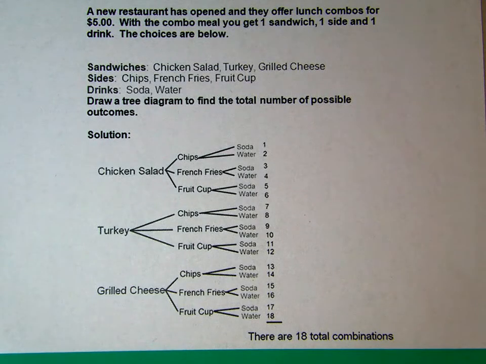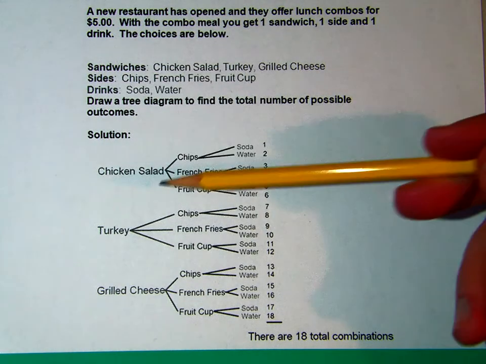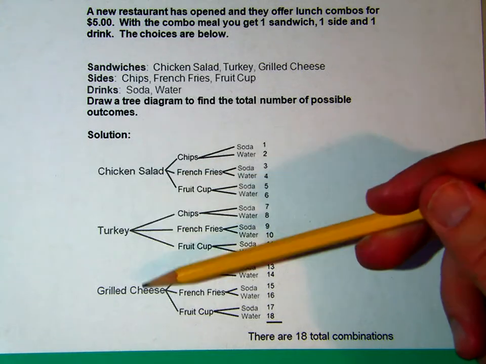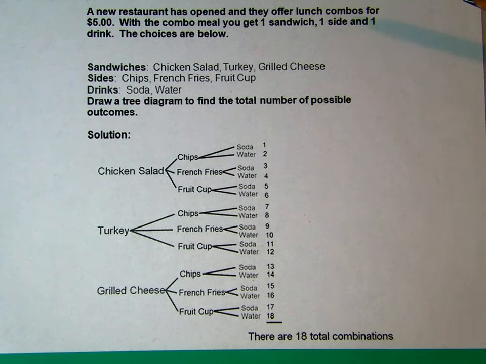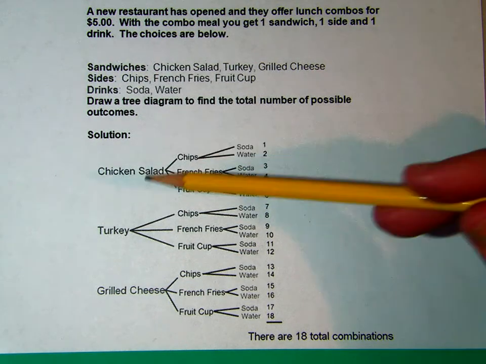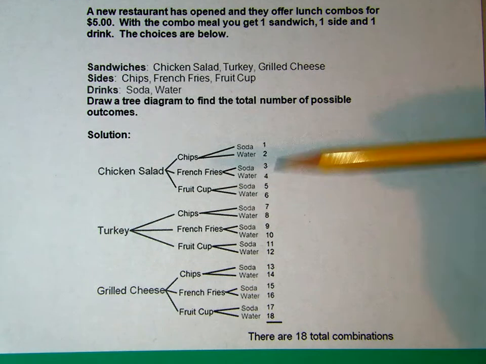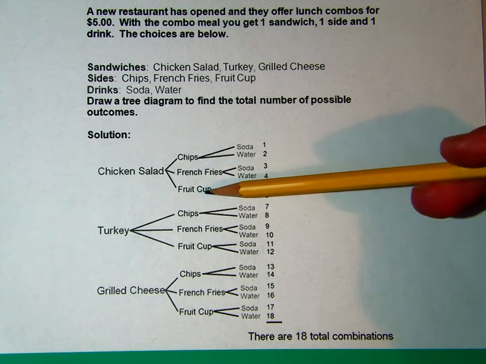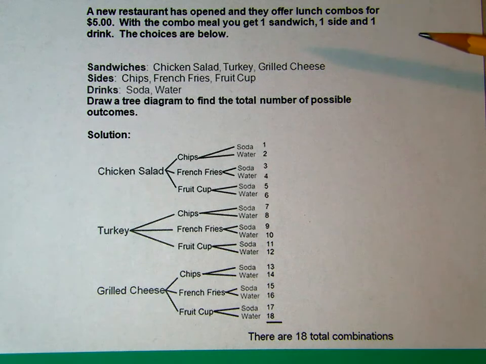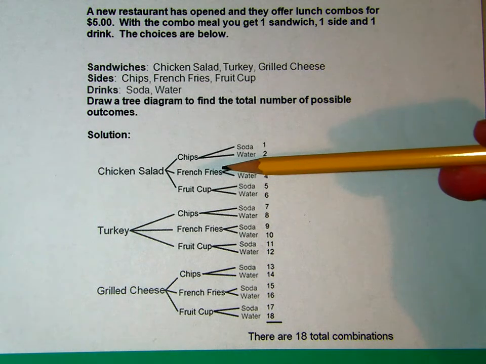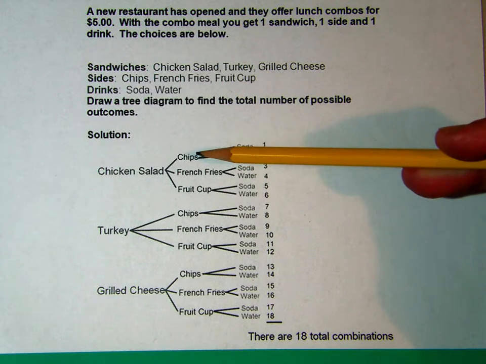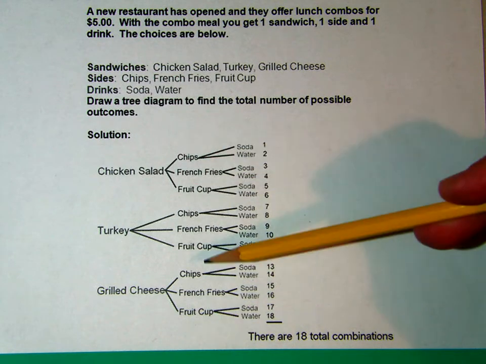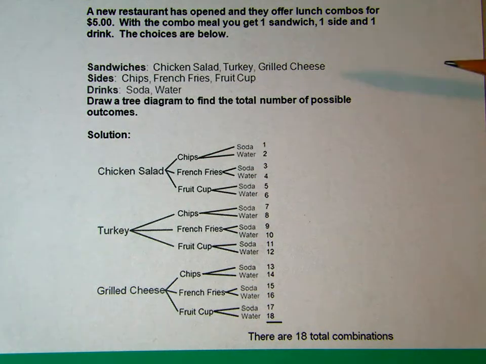So, solving this thing with a tree diagram, first you're going to choose between chicken salad, turkey, or grilled cheese, and that's for your sandwich. And then, after each one of those possibilities, you get to pick chips, french fries, or a fruit cup, and that's a valid set of selections no matter what your sandwich is. And then, whatever side you choose, you get to pick your drink.